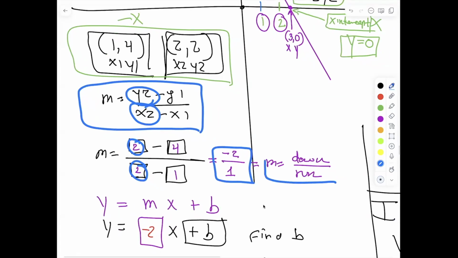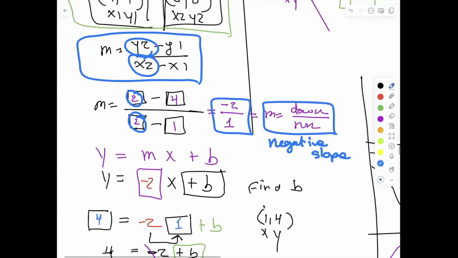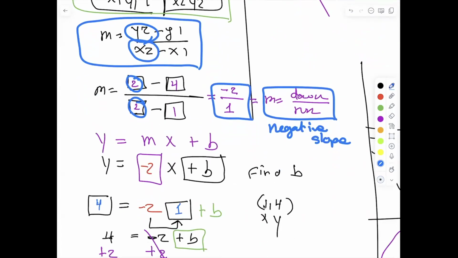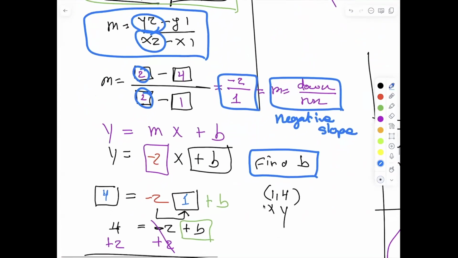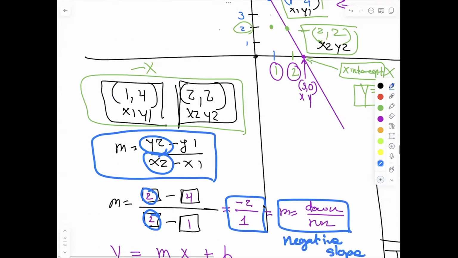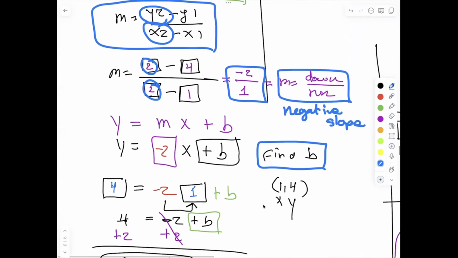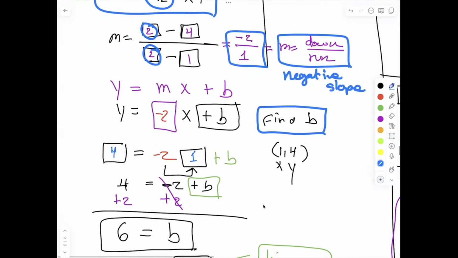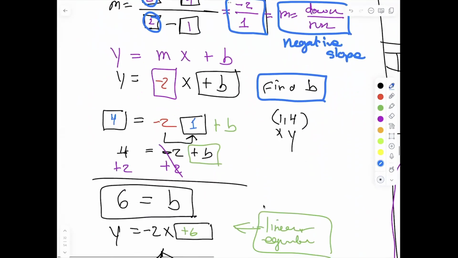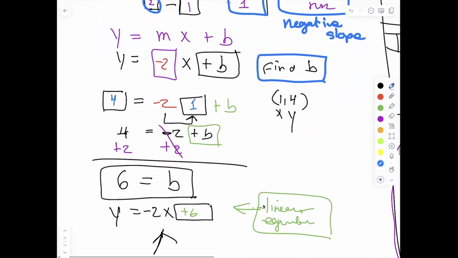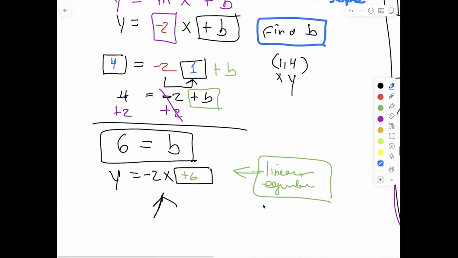That means that it is going down, right? This is a negative slope. So I write my linear equation. I get y is equal to -2x plus b. I need to find my y-intercept. So in order for me to do that, I have to pick one of those 2 points, 1, 4 or 2, 2. And I plug it in. I chose 1, 4 because both are positive. And then here I solve for my y-intercept, and I end up with a y-intercept of 6.